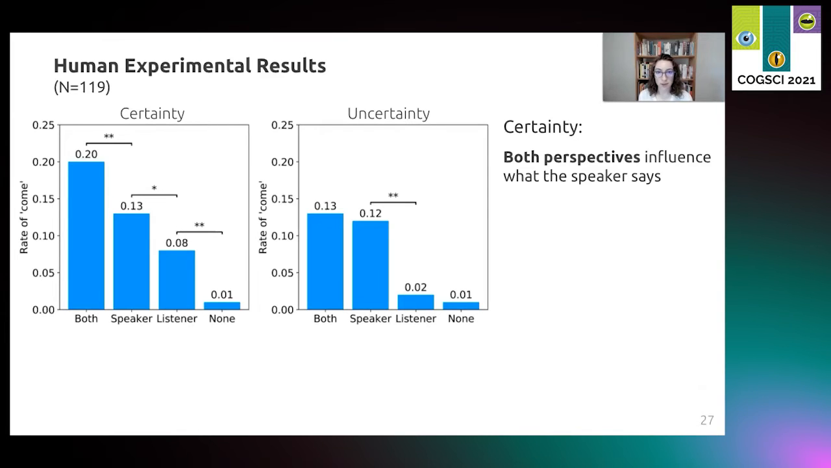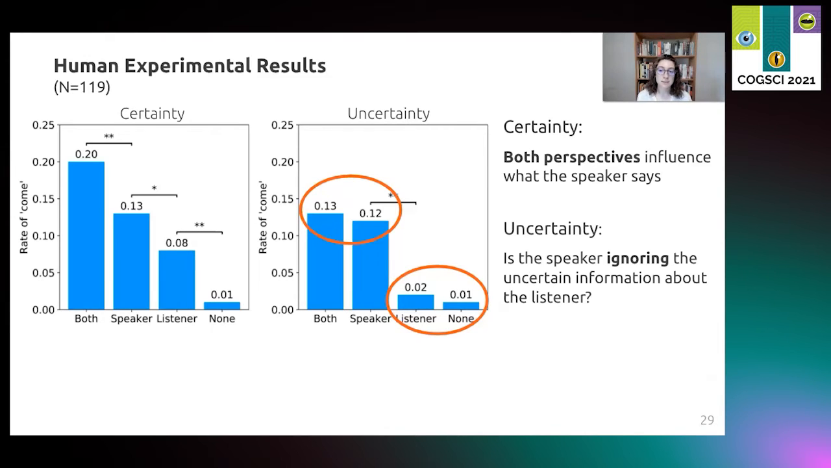Remember that our second hypothesis was that the listener's perspective continues to influence what the speaker says, even in the uncertainty conditions. And looking at the results here, it may seem to contradict that hypothesis, since we don't see significant differences between both in speaker and listener in none, where the only difference is whether the listener is at the destination. So it may seem like the speaker is ignoring the uncertain information about the listener's location. However, as we'll show later, through modeling the data, we're able to better understand what might be underlying this pattern, and we make the case that perspective weighting is actually still occurring.